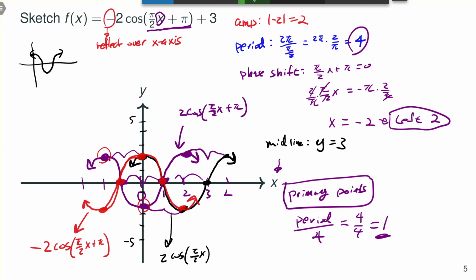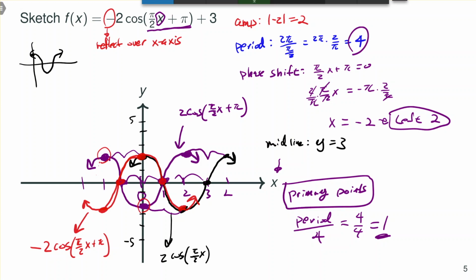So now the last thing we have to do is apply this midline right here, right? We have to add 3. That means the entire graph just goes up 3. So it is important to actually do the midline in the last step. We're not doing this first and adding 3. Okay, so order is important. So we are saving the midline until the last step.